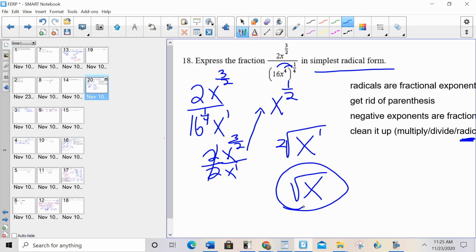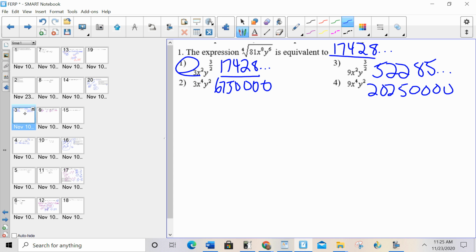Radicals are fractional exponents. Get rid of parentheses. Negative exponents are fractions. Clean it up and multiply, divide, or put it back into a radical at the end. If you follow those steps, you should be good. And if it's multiple choice, then just use your multiple choice strategy that we talked about at the beginning. Again, this question comes up twice on almost every single Regents exam. Not just once, twice. So this is really high on your priority list to make sure you're able to do.